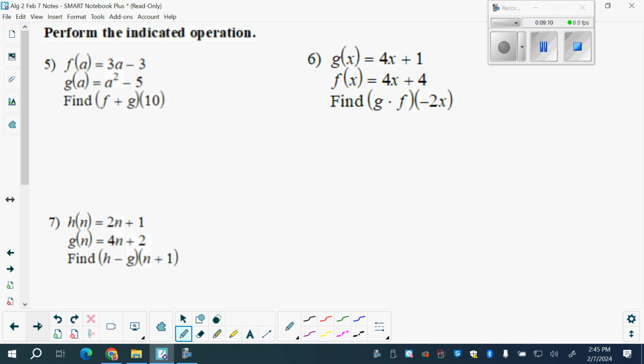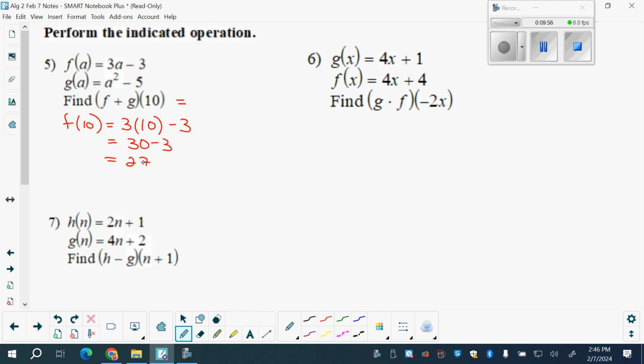What's different on number 5? Yes, we have a number this time. So this is what we were doing at the last class, okay? And so they're going to be mixed together. So you need to know when it shows that it's a number that you have to substitute in, or when it's just the letter. So in this case, we're taking our f of 10. So we're putting 10 in place of the a in the f function. So 3 times 10 minus 3. And this would give us 30 minus 3, or 27.